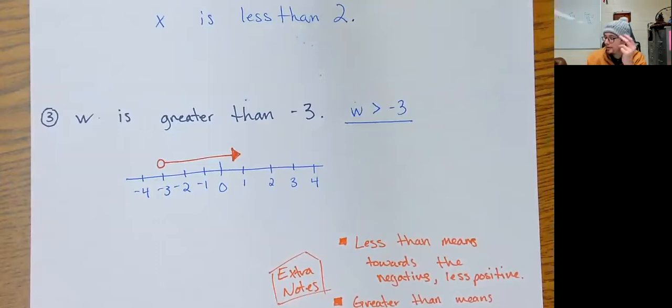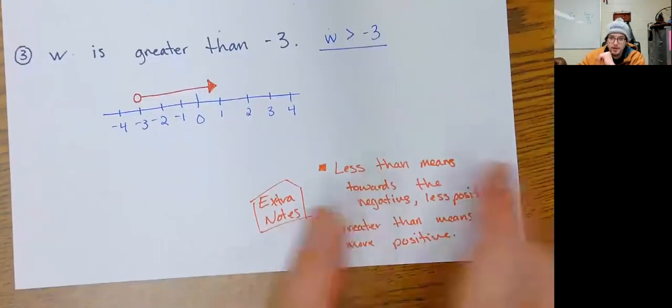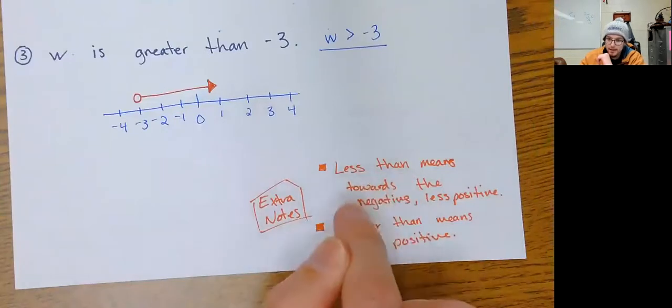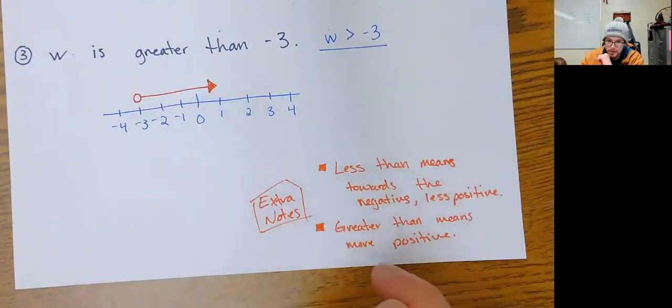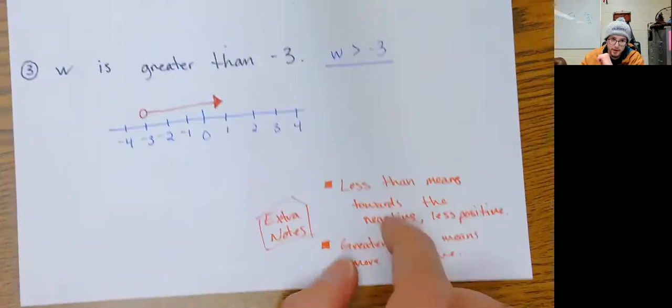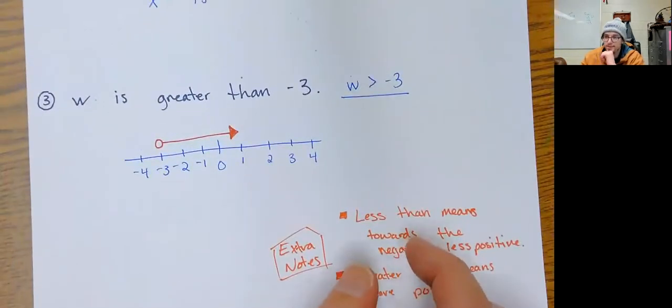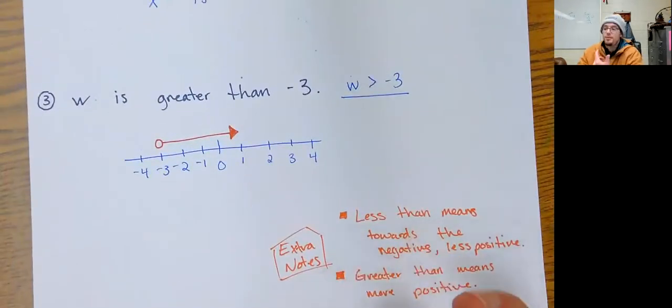Okay. Now I have a little bit of notes left down here that I was saying when doing the graphs. Less than means towards negative, less positive, and greater than means more positive. Some students, it's okay to just memorize it as if it's greater than, it's to the right on the number line. If it's less than, it's to the left on the number line. But right means more positive, left means less positive, or in that case, more negative.